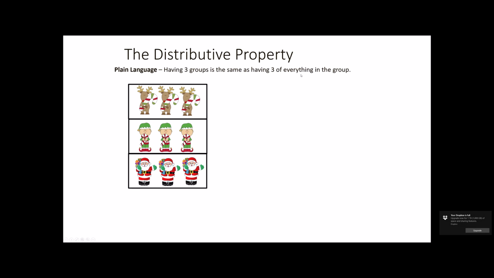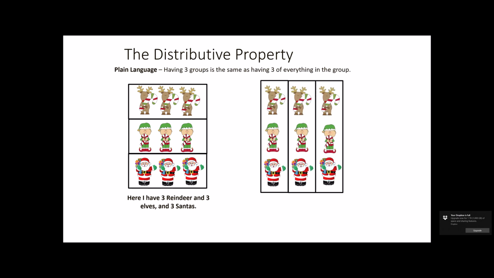So for example, let's say I have 3 reindeer, 3 elves, and 3 Santa Clauses. 3 reindeer, 3 elves, and 3 Santas. Over on this side, I have 3 groups, and each group has a reindeer, an elf, and a Santa. Notice both pictures have the exact same thing in them. We've just changed the way the information is grouped.